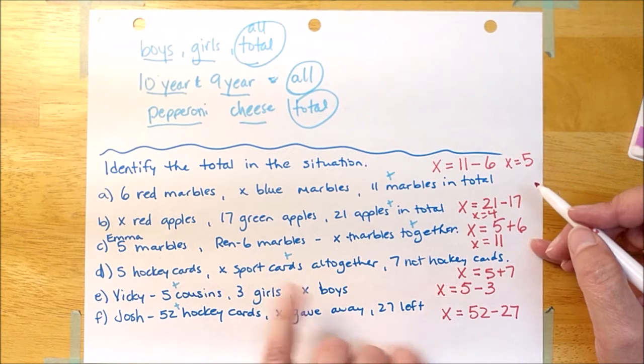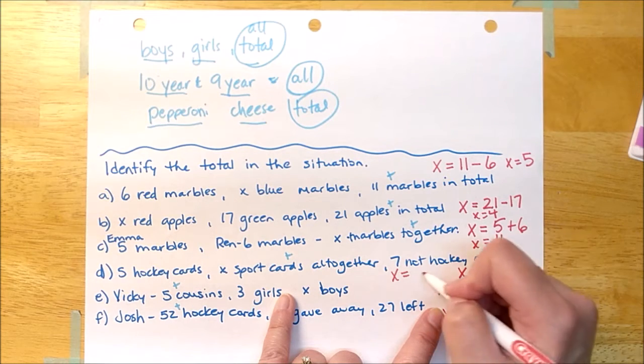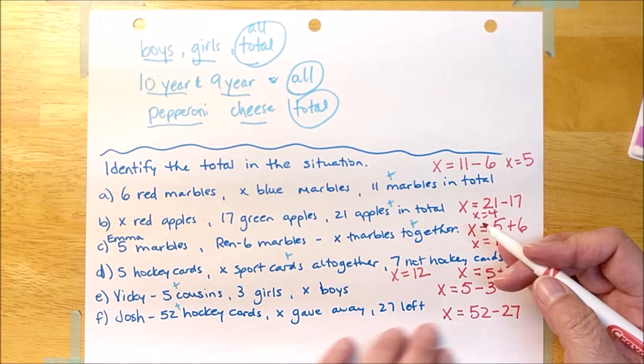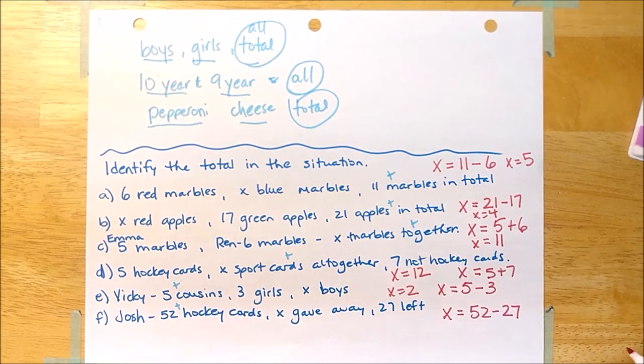Here with our hockey cards, we wanted to know how many hockey cards there were all together. So x equals 5 plus 7, which is 12. So they had 12 sports cards altogether. Vicky had 5 cousins, 3 are girls, so if we subtract, that means she has 2 boy cousins.